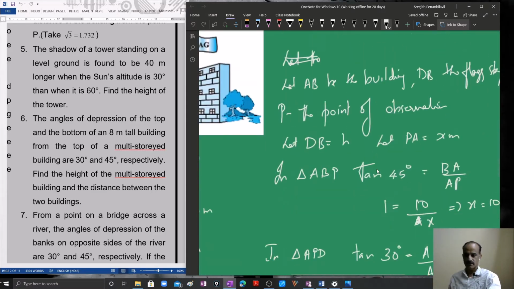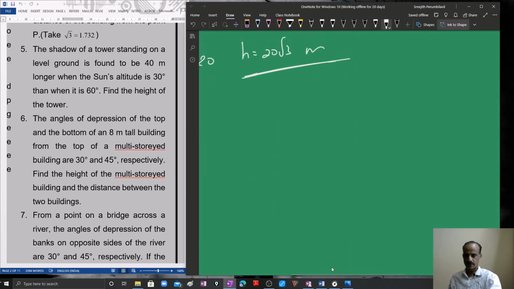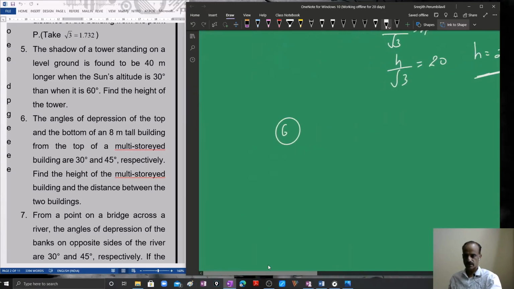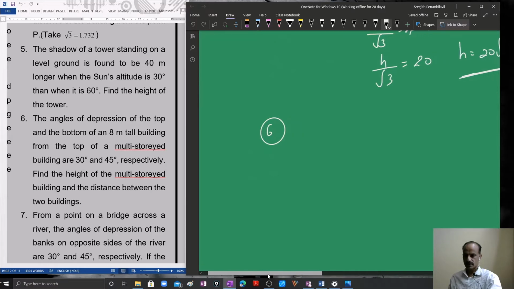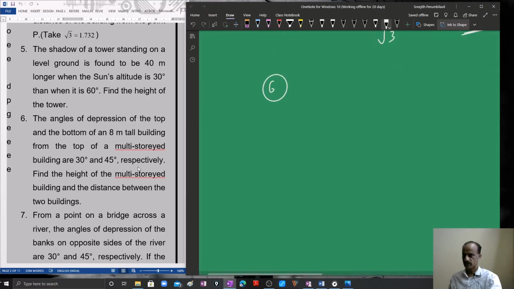That is the angle of depression. The angle of depression of the top and bottom of an 8-meter tall building. So there is an 8-meter tall building. Let us take it as AB. From the top of a multi-story building, which is really tall. PQ is the multi-story building.